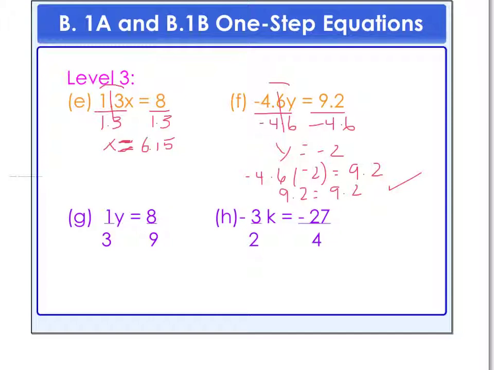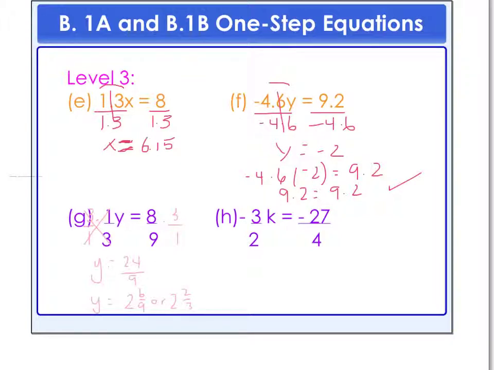Now you'll notice on the next two, we have a fraction connected to our variable. In order to undo that fraction, we are going to multiply by the reciprocal. So here we have to multiply by 3/1 on both sides. Remember this, the 3's would cancel out, the 1's would cancel out. We'd end up with 3/3y, which 3/3 is 1. So we get y equals 8 times 3, is 24. 9 times 1 is 9. 9 goes into 24 2 times with 6 left over, or 2 2/3.